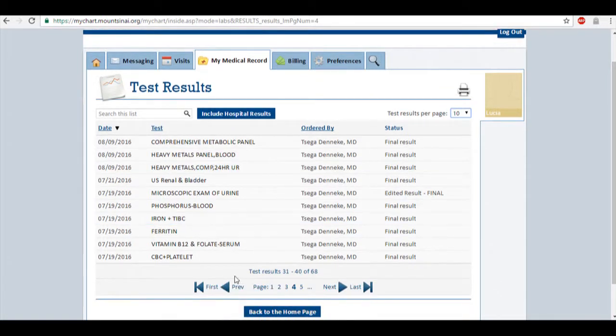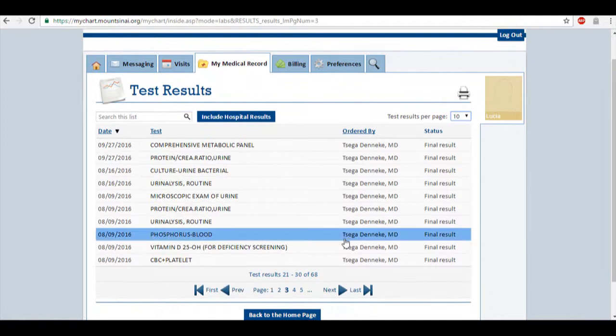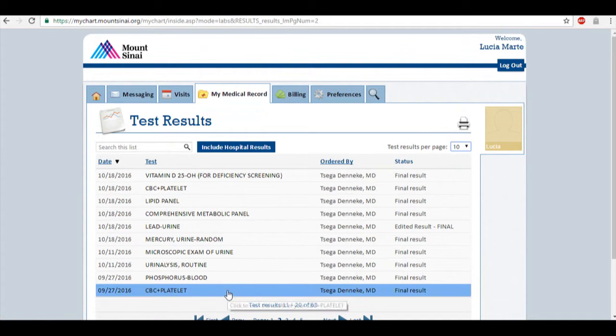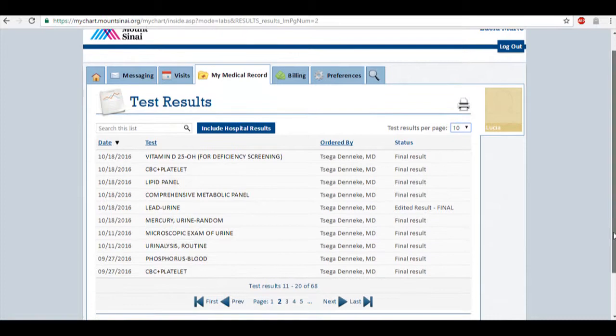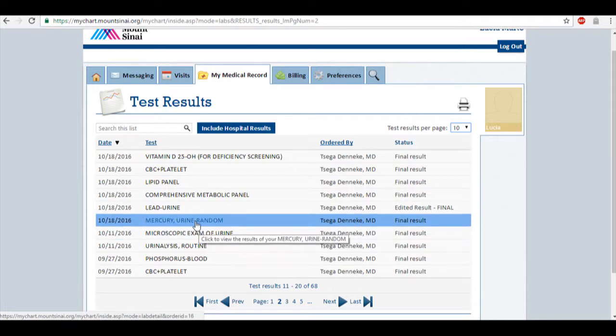So once again, I go back to the doctor, and she also orders another 24-hour urine test for heavy metal. Here we go. This time she did it specifically for mercury and lead, okay? And you're going to see here the results.